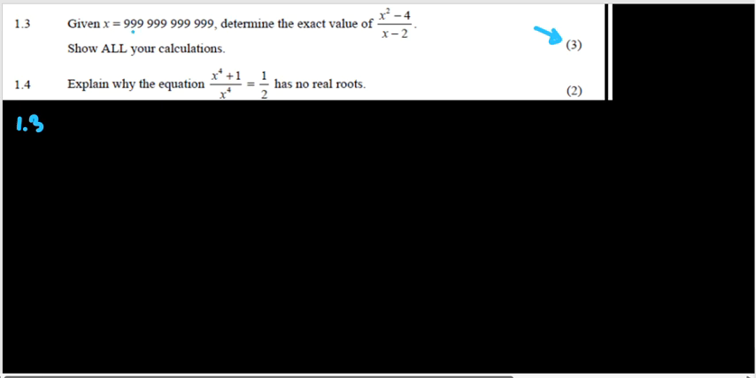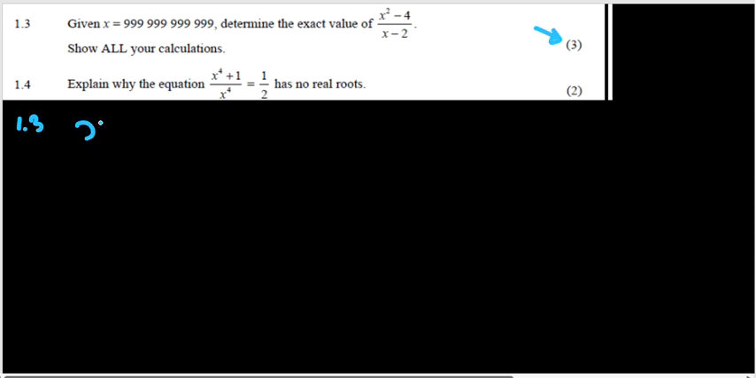Say that we are given x equals 99999. Determine the exact value, then show the calculation. You can't just take this x and plug it over here and provide the answer with your calculator, because doing so won't provide the minimum required steps. So you are expected to provide the steps so that you can earn these 3 marks, as simple as it is. All right, so now let us answer.